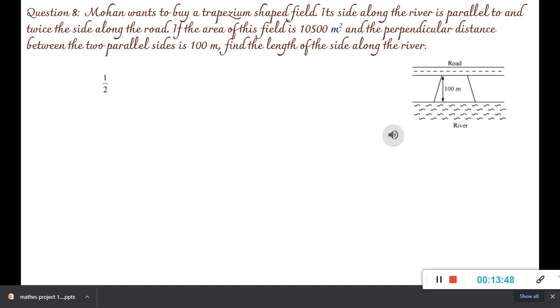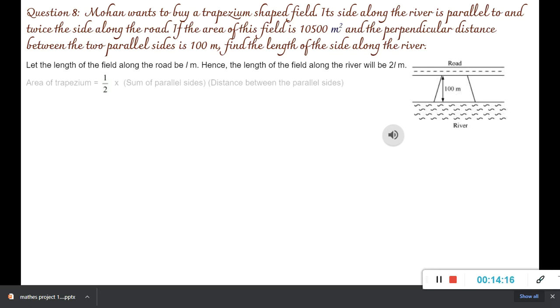Here it is given the side along the river is parallel to and twice the side along the road. If along the road the side is x, then along the river would be 2x, like that. Okay. So let the length of the field along the road be L meter. Hence the length of the field along the river will be 2L meter. Right? Twice it is given. So what is the formula of area of trapezium? Half into sum of parallel sides into distance between the parallel sides, means a plus b into h. Here what is h? That is the perpendicular line, that is given as 100 meter.